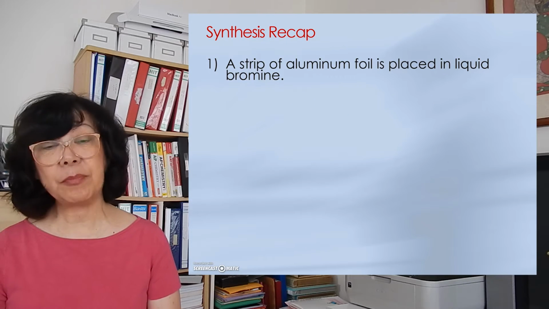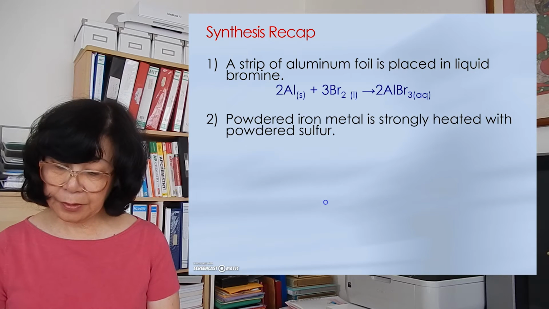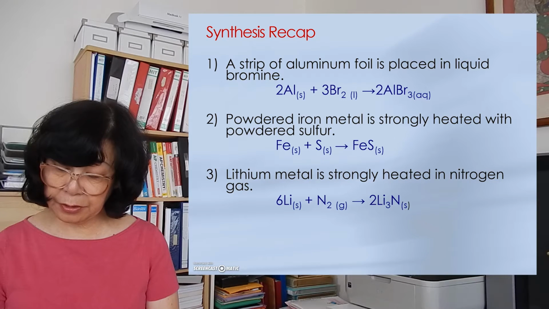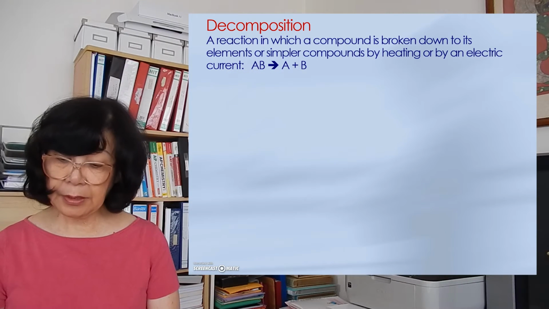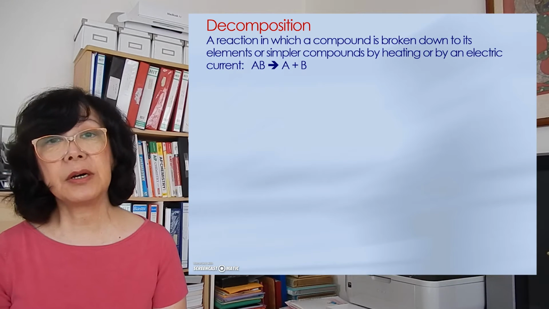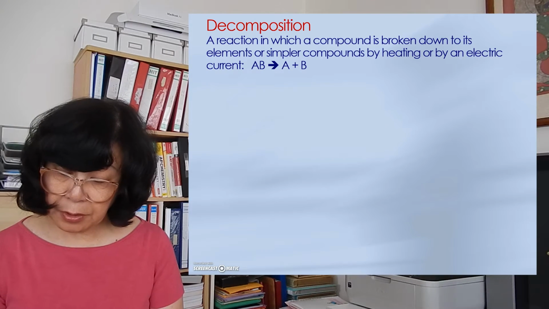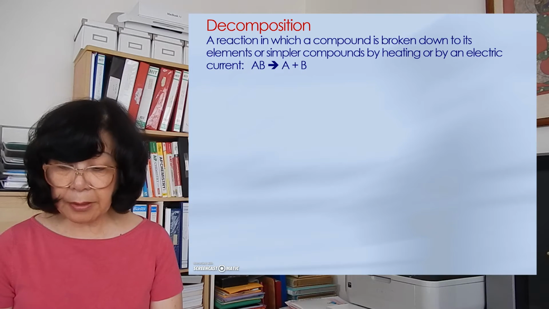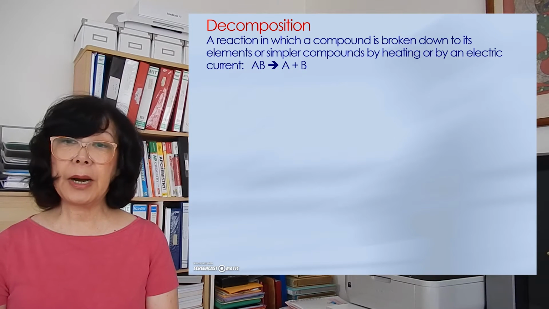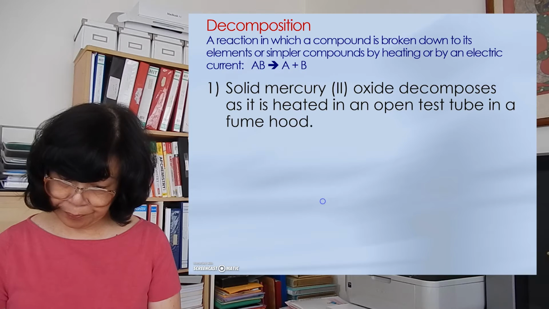So a recap of my earlier work. You may want to pause the screen to follow this and practice writing it. Now the next kind of reaction is decomposition, in which a compound is broken down into its elements or simpler compounds by heating or by electrolysis.